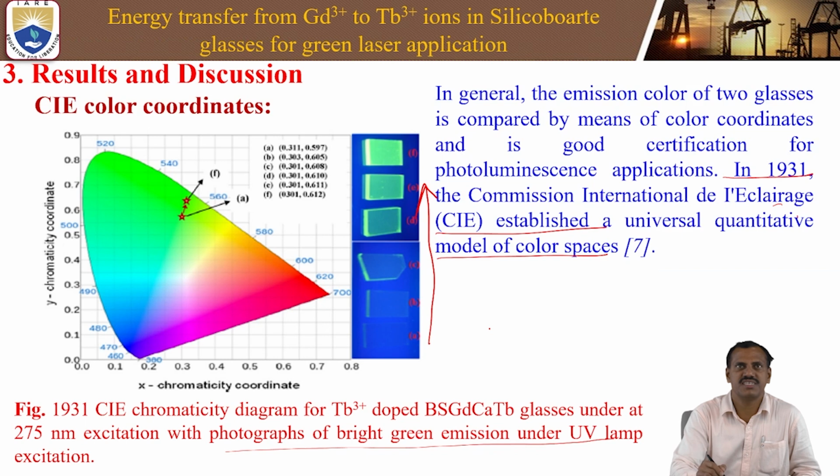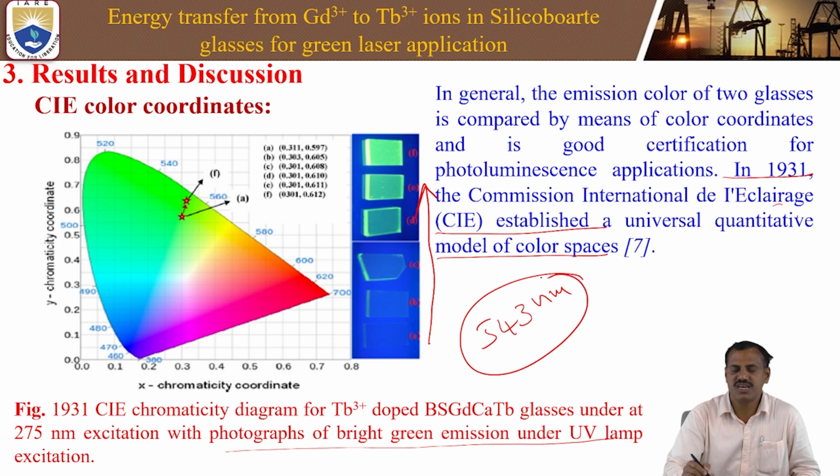The highest emission in the terbium-3+ doped silicoborate is the 543 nanometer emission. By using this highest intensity only, we are calculating the color coordinates. Each and every color coordinate value falls into the green region. That is why we can use these terbium-3+ doped glasses for color display devices, particularly green color display devices. So these are the color coordinates.